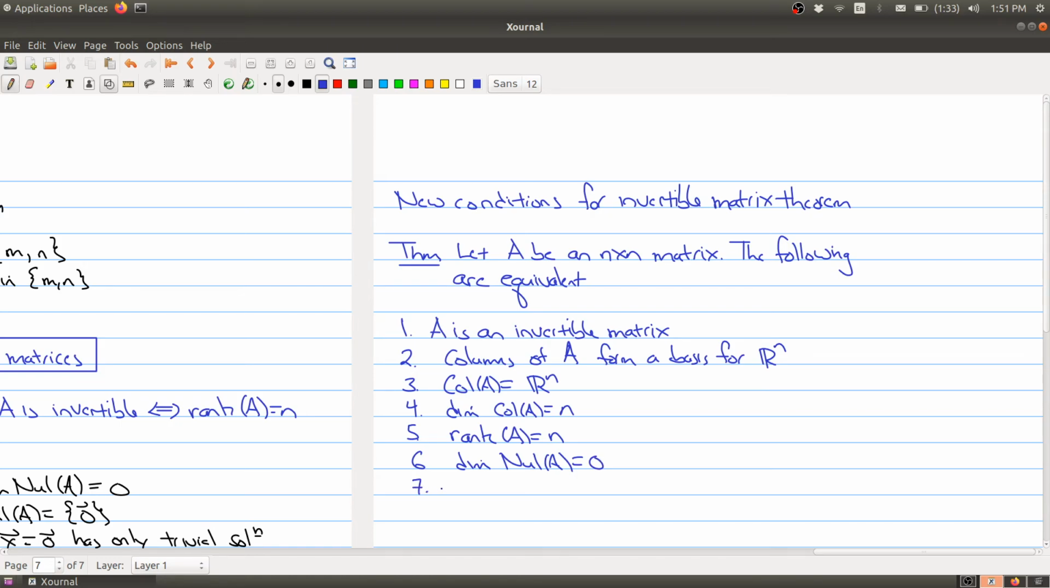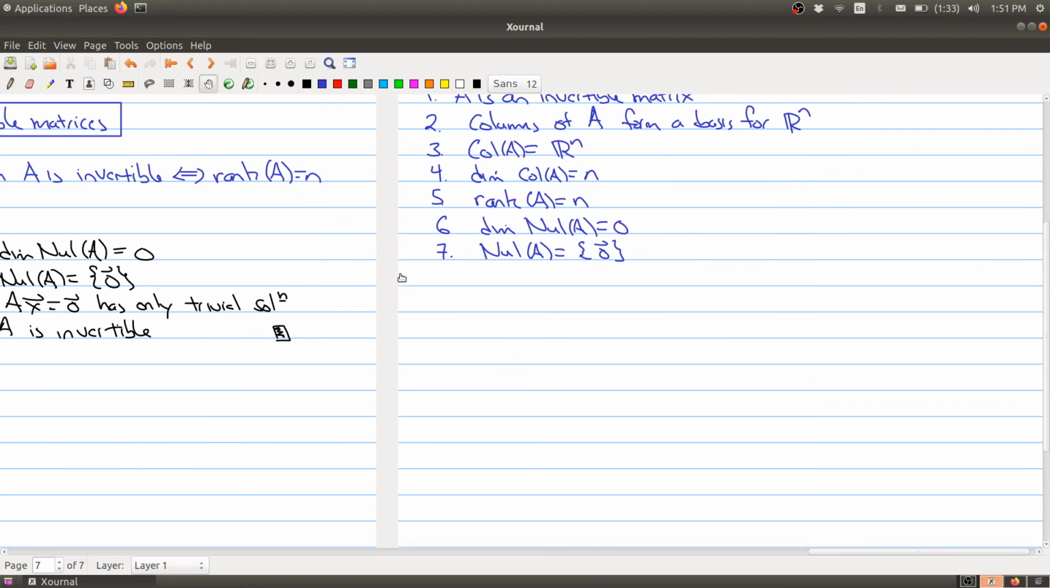Another way of saying this is that when the dimension is 0, the null space is the trivial subspace. So we're getting a bunch of new ways of describing whether a matrix is invertible by looking at the subspaces you get from the matrix: the column space, the rank, which relates to the row space, and the null space. We're describing invertibility in terms of properties of those subspaces.